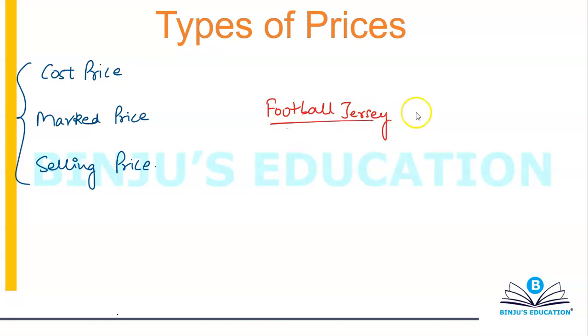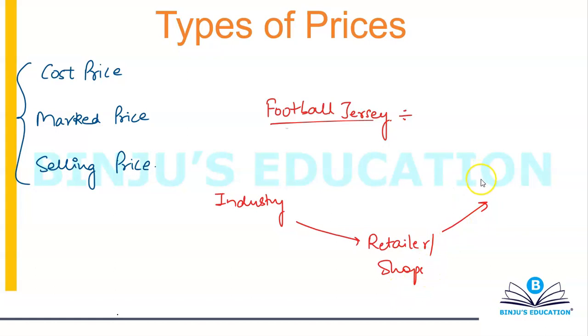So what happens is that football jerseys are stitched in an industry or whatever the unit it is. Then they are transported to a retailer or to shops, and then the customer purchases it. These are the three things that happen.